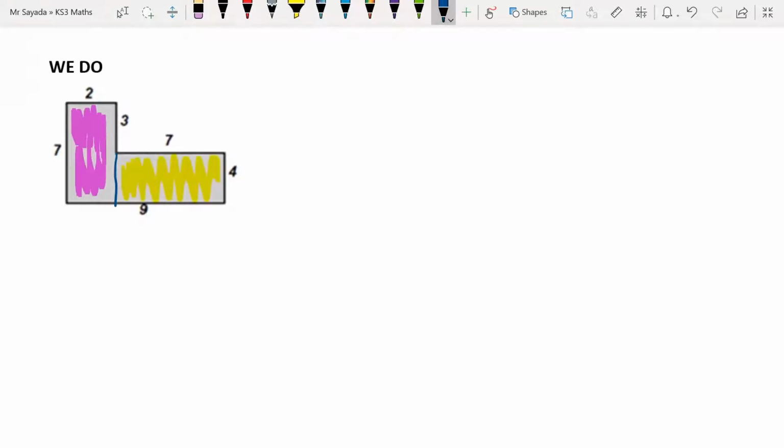So let's work out the area of each separate rectangle. What's the area of that rectangle? Work it out. Say your answer when you're ready. So that rectangle, the length is 7, the width is 4, so the area is 7 times 4, which is 28 centimeters squared. What about the pink rectangle?